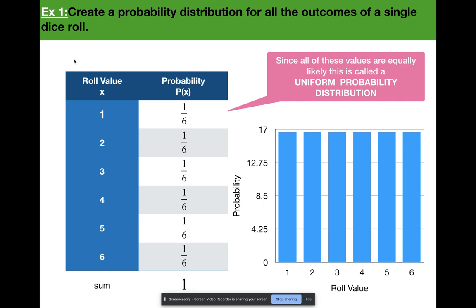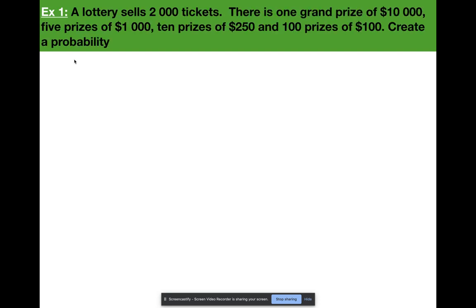Okay, let's take a look at another example where we do not have a uniform probability distribution. They are not all the exact same probability for each value. So a common example for this is a lottery. Selling 2,000 tickets. There's 1 grand prize, 5 other prizes, 10 other prizes, and 100 prizes, all worth different values. We're going to create a probability distribution for this model.